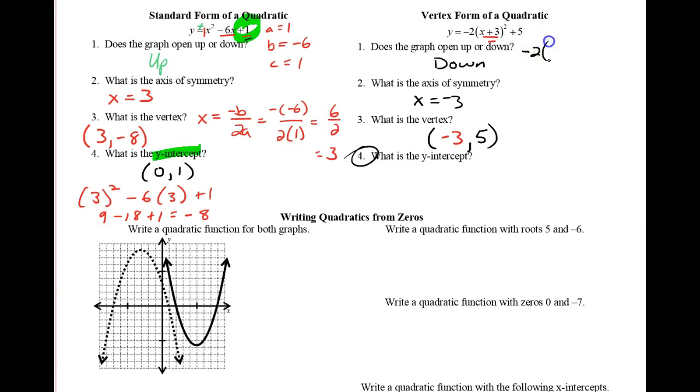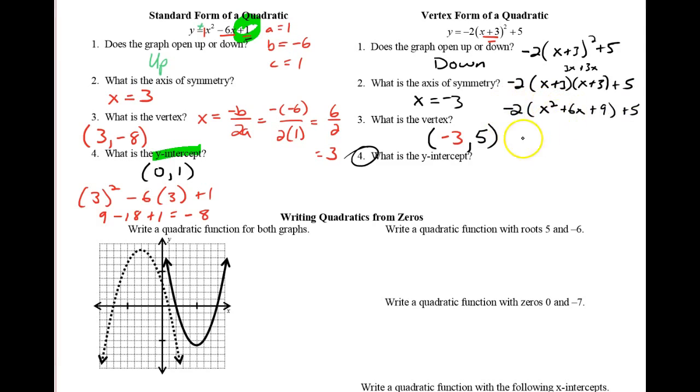So take the -2 times x plus 3 squared plus 5, and you need to expand it. So we're going to take that x plus 3 and actually FOIL it, or distribute, or simplify. So this becomes x squared. So x times x. And then x times 3 is 3x. 3 times x is 3x. So that gives us 6x. And 3 times 3 gives us 9.